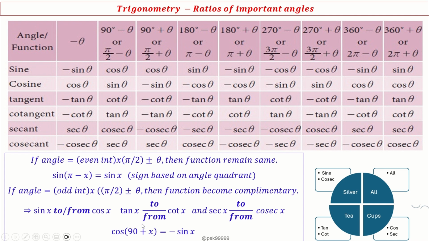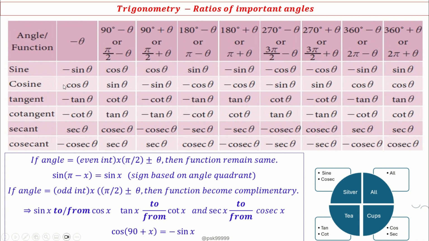And since the 90 plus x angle belongs to the second quadrant, where cos theta is negative, it is minus sin x. So this is how you should do these things. Okay. So if you see here, cos of 90 plus theta is minus sin theta. And other than all this, one more extra thing we have is sine of minus theta, cos of minus theta, and all this, right?